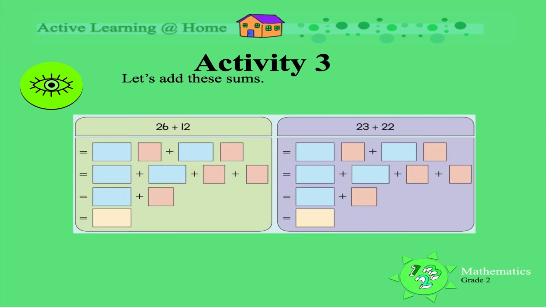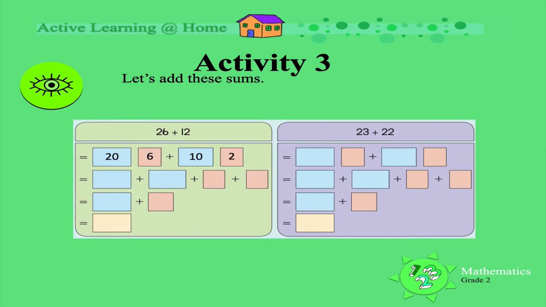Activity 3. Let's add these sums. Let's see if you can do the first one on your own. 26 plus 12. Can you remember step 1? Step 1, yes, is to break down our numbers. We're going to decompose or break down 26 and 12. Okay, let's break down 26 and 12. 26 is made up of 20 and 6, and 12 is made up of 10 and 2.